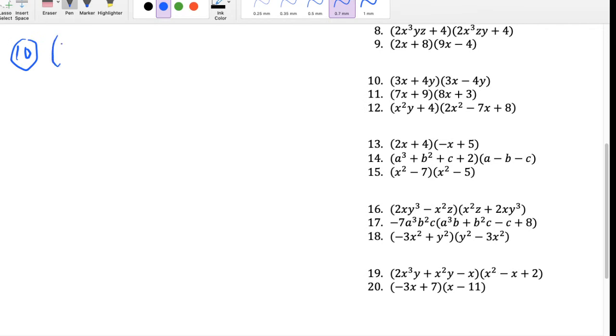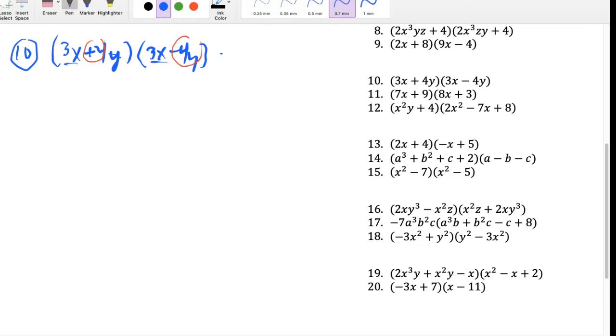Number 10. We have 3x plus 4y times 3x minus 4y. So, dito meron tayong a plus b times a minus b. Na-expect natin that our answer would be a difference of 2 squares. Okay? So, ano yung mauna? Ito yung pareho yung signs. Okay? Ito naman opposite yung signs.